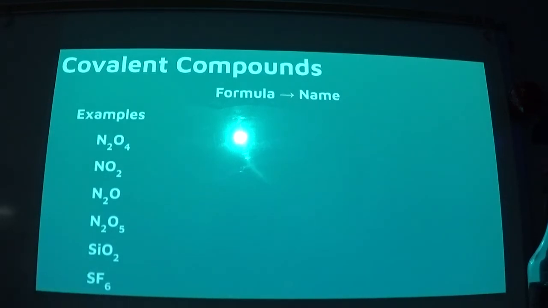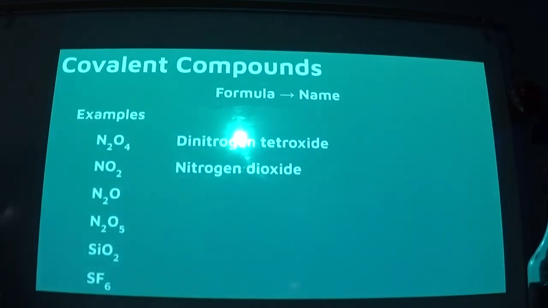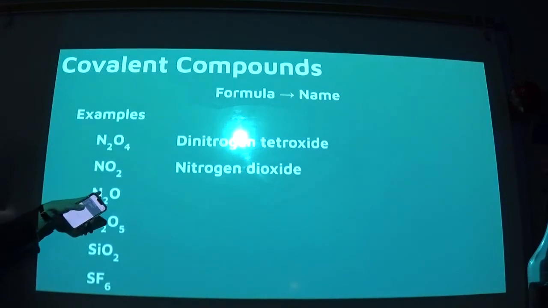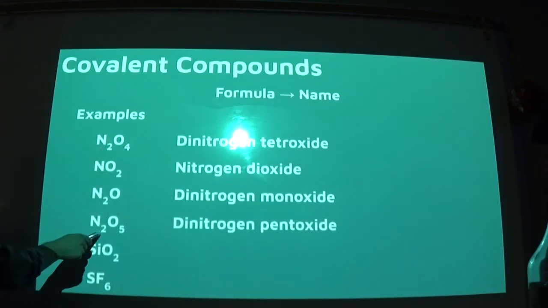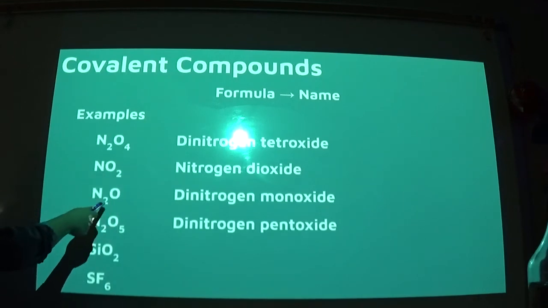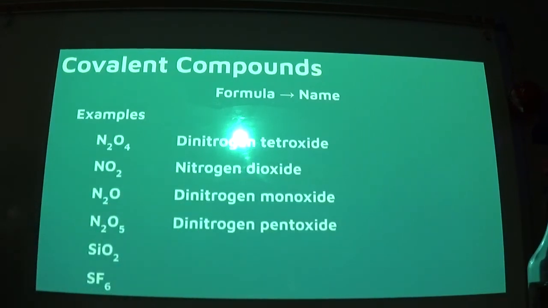We just did the first one, dinitrogen tetroxide. Nitrogen dioxide, good. No mono. If it's the first element, you just say the name. Dinitrogen monoxide. Same two elements, but because of the different ratios, they're different chemicals, so naturally they need different names. This system helps us with that.